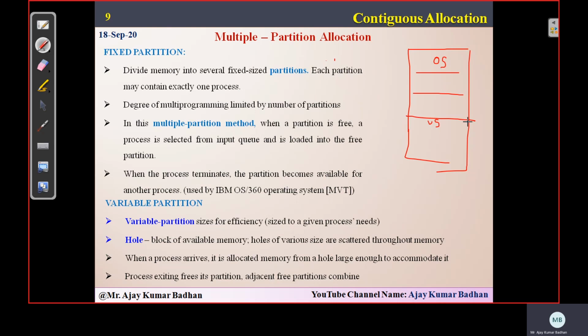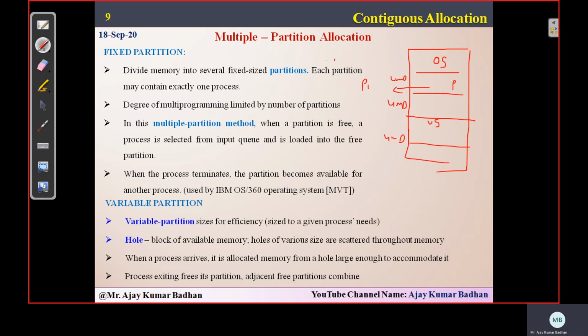Like this, 1, 2, 3. Now every partition is of fixed size. Suppose this is 4 MB, the next partition is 4 MB, the next partition is 4 MB. So every partition will occupy 4 MB of space, and every partition can hold only one process at a time.